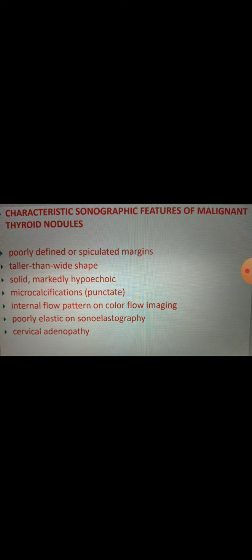Okay, now these are the characteristics which are related to the malignant thyroid nodules. A malignant nodule would have poorly defined or spiculated margins. It would have a taller than wide shape. It would have marked hypoechogenicity. It would have microcalcifications. It would have an internal flow pattern on the color flow imaging, and it will be poorly elastic on sonoelastography, and there will definitely be cervical adenopathy associated with the malignant thyroid nodules.